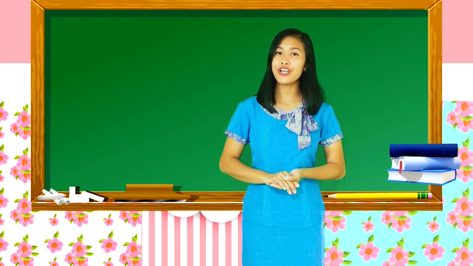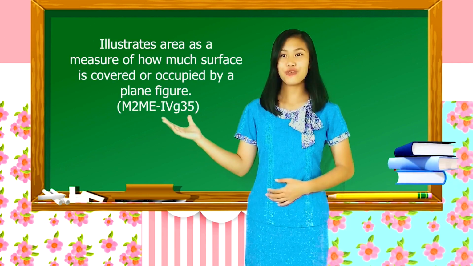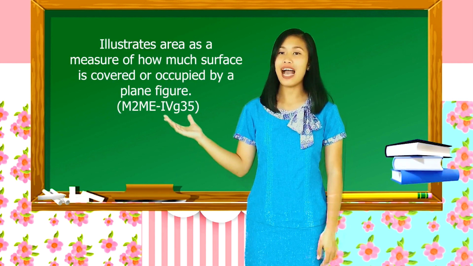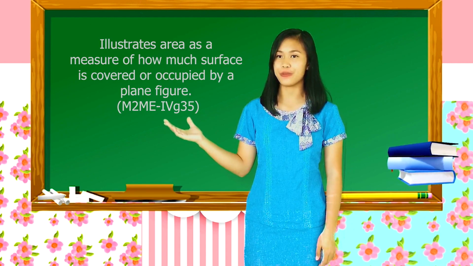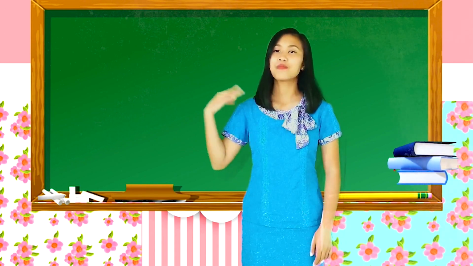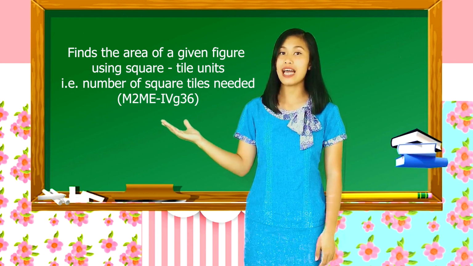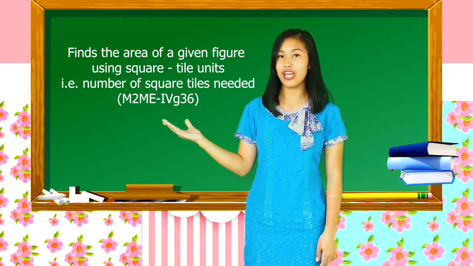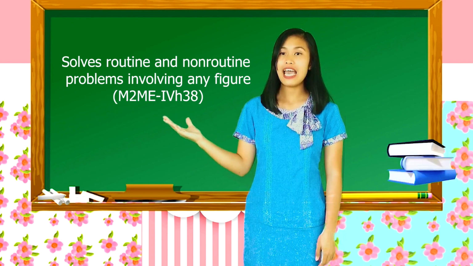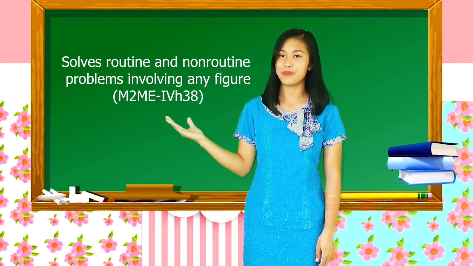Today, we will learn these things. First, illustrates area as a measure of how much surface is covered or occupied by a plane figure. Second, finds the area of a given figure using square tile units. Example, the number of square tiles in each shape. And third, solves routine and non-routine problems involving any figure.